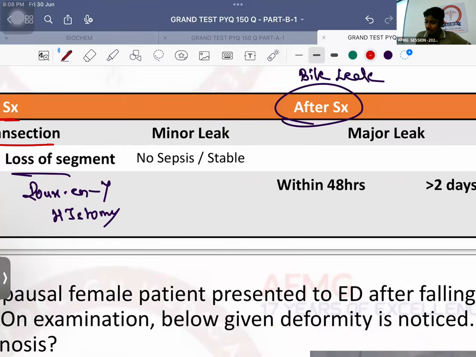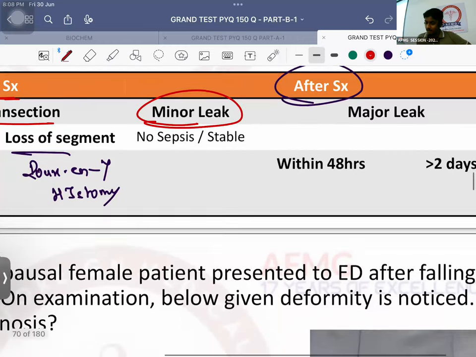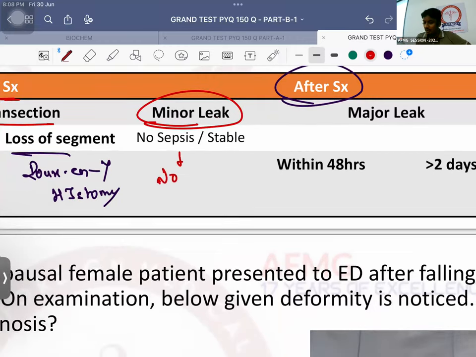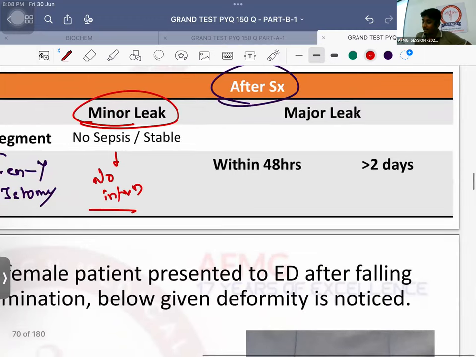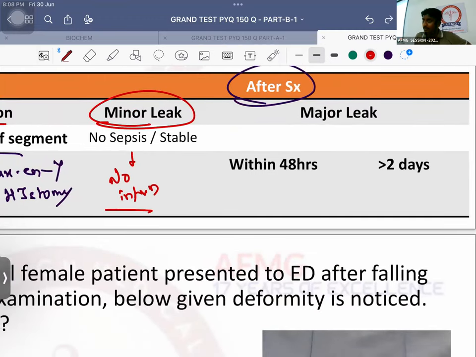Next is, if you see a bile leak after surgery, definitely. In this condition, if it is a minor leak, mostly the patient will be asymptomatic, no symptom, no sepsis, nothing. The patient will be absolutely stable. So, kuch karne ki zarurat hai kya fir? Aayega hi nahi tumhare paas wo ek to. No intervention is required. If it is a major leak, then definitely the patient can develop symptoms.